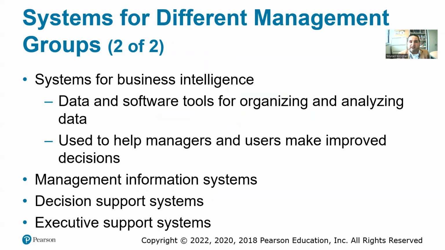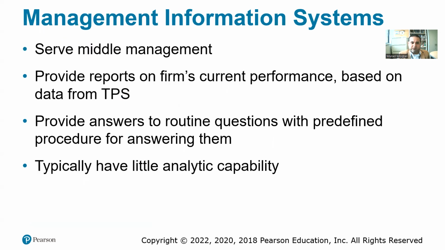So there are different types of systems for management groups, including systems for business intelligence. This is where you can think about Tableau, Power BI as an example of a business intelligence system that provides dashboards for information for decision making. And then we have management information systems. Let's look at management information systems in a little bit more detail, and the other systems as well.